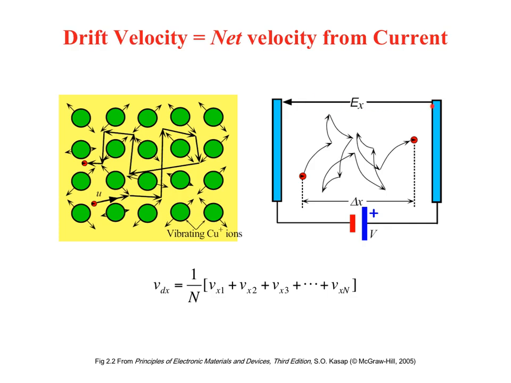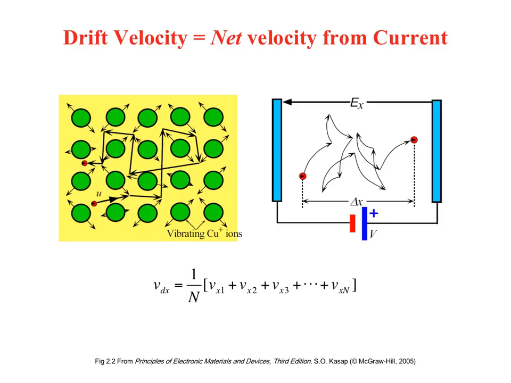Similarly, we are only worried about the average velocity because we are looking for the net conduction. Sometimes we will call this the net velocity as opposed to the speed of the electron, where the electron speed might be much greater than this drift velocity.